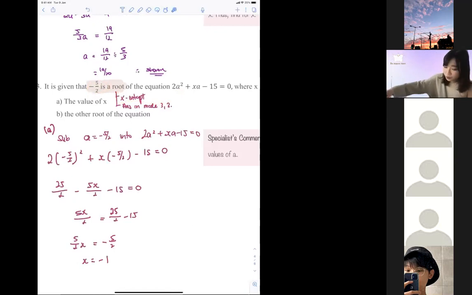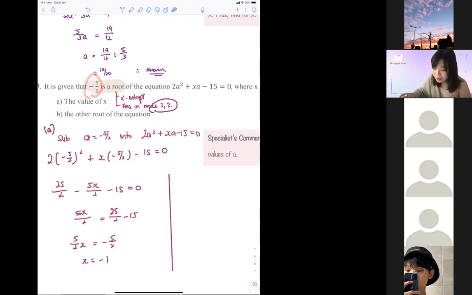Okay, then now we look at part B. For part B, I want the other root. Every time you put mode 3, there are two answers. This is one of the answers, you want to find another answer. All you need to do is to sub x in. X is equals to minus 1. So 2a squared minus a minus 15 equals to 0. Then you just have to factorize and solve for a.